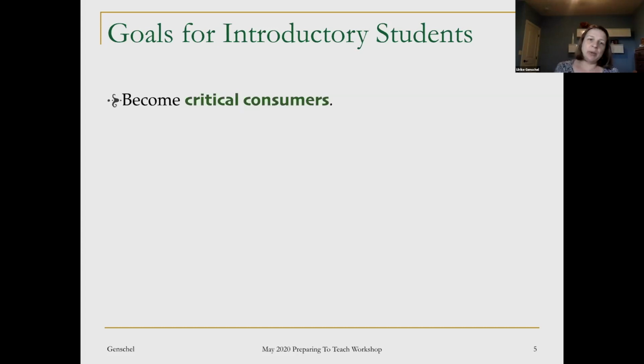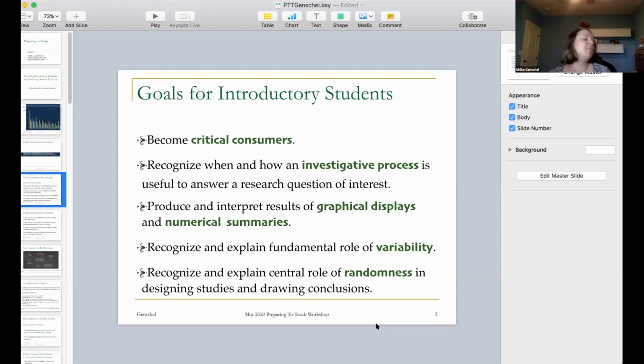Graphical displays and numerical summaries, students should be able to produce them. But in addition, also to interpret them. And especially when it comes to the interpretation, it's not just what you can see in the graphs, it's also often what you cannot see, what your graph does not display.